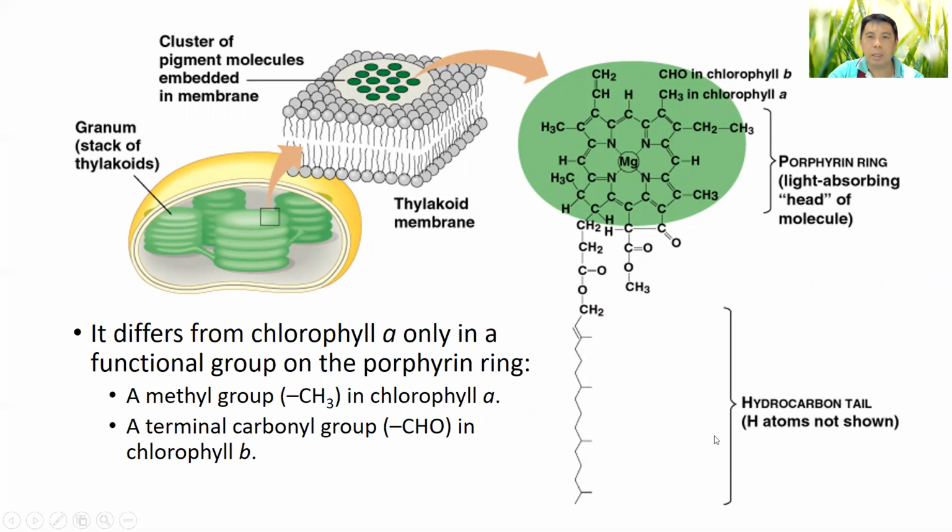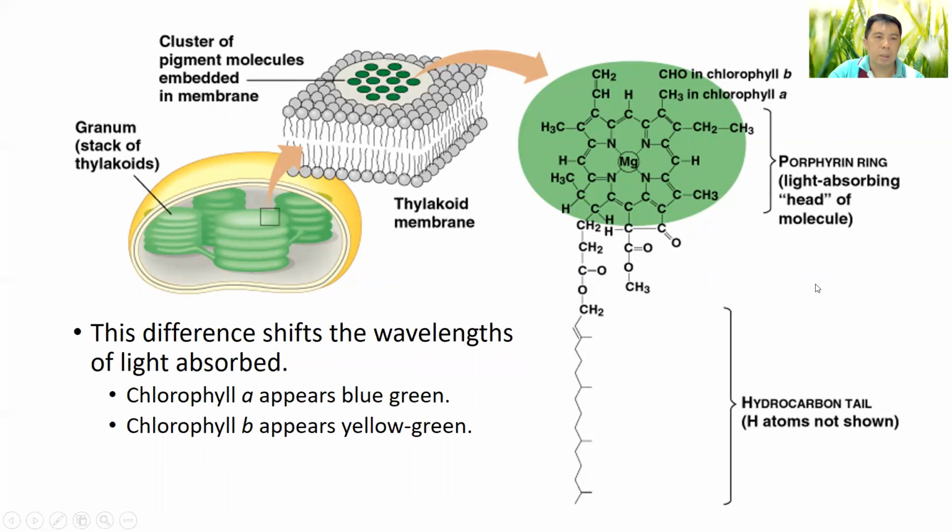From here you can see the structure of a chlorophyll. The difference between chlorophyll A and chlorophyll B is at this part, the functional group, whereas chlorophyll A has a methyl CH3, and chlorophyll B has a carbonyl CHO in the position. This is the magnesium atom in the center of the porphyrin ring. This is the hydrocarbon tail. This functional group difference shifts the wavelength of the light absorbed by chlorophyll A and chlorophyll B. So chlorophyll A appears blue-green, whereas chlorophyll B appears yellow-green.